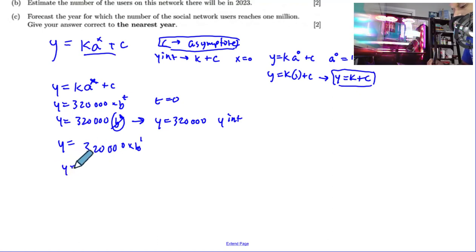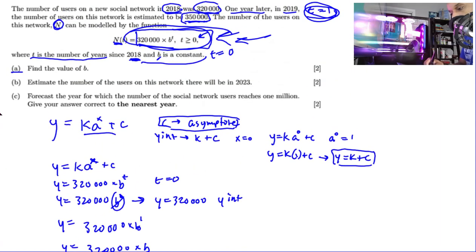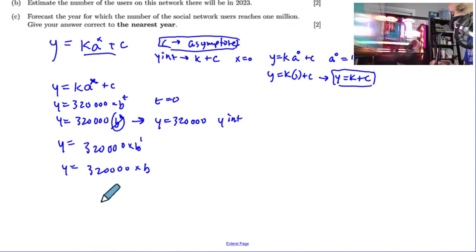Well, then we're left with y equals 320,000 times b to the first power, which is just b. So I can actually just write b here. And then what did it say? It said when the time was 1, we had 350,000 users. So I'll go down there and put that in. So 350,000 users.